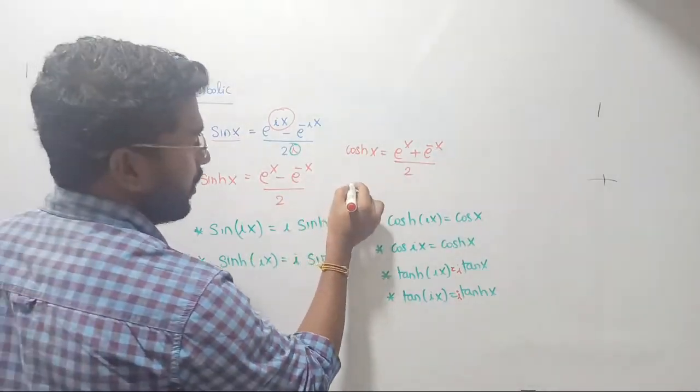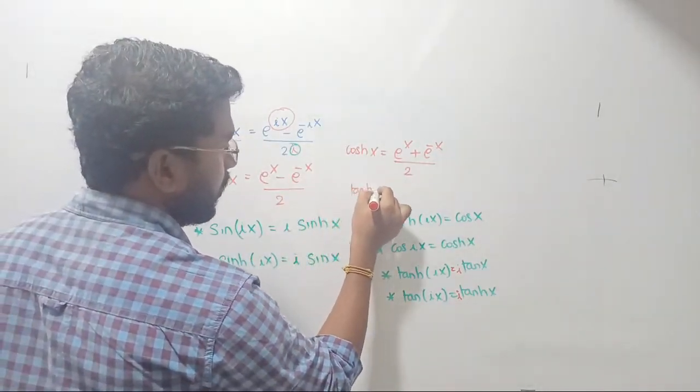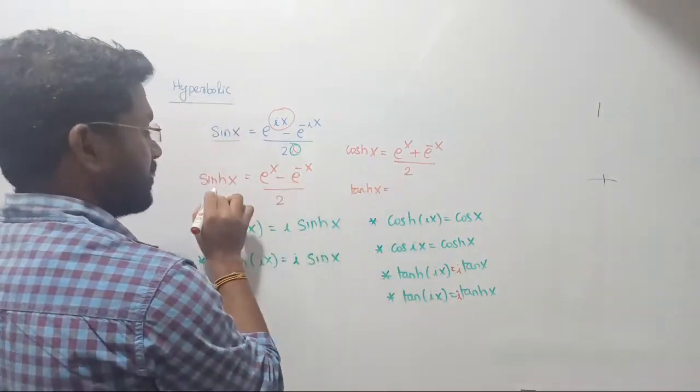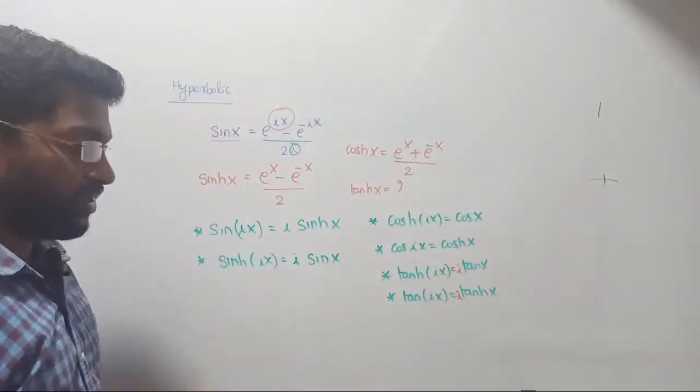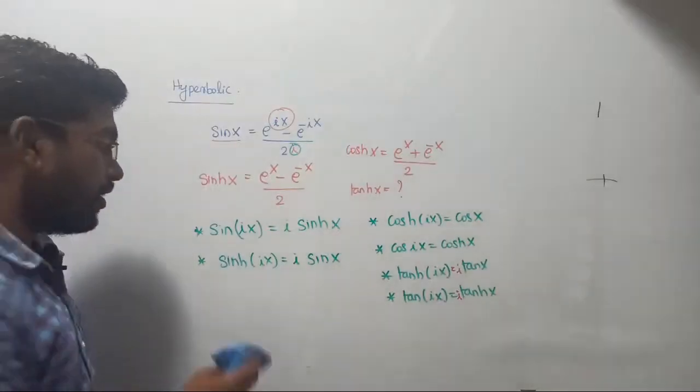From here you can define tan hyperbolic function. If you want to define tan hyperbolic function, you know how to do it. Just take sin hx by cos hx, that will give you the value of tan hyperbolic function. Clear? Yes. So let me rub these things now.